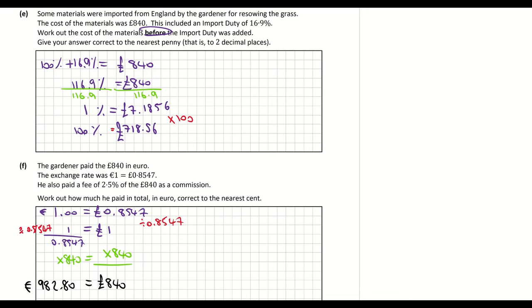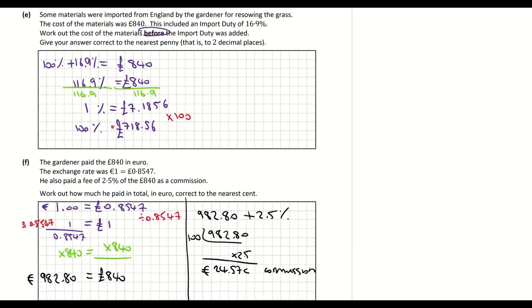So we come over now again and we have to deal with, he also paid a fee of 2.5% on the 840 as commission. Now you could have added the 2.5% on at the start. I'm just going to add it on to the euro value. So I need to go €982.80 plus 2.5%. So to get it as a percentage, we divide by 100 and multiply by my 2.5%. And when I do that, I get €24.57 as commission.